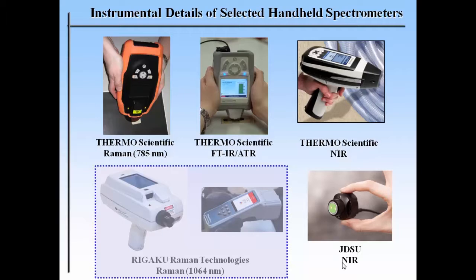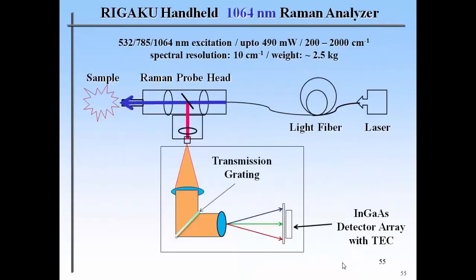These two Raman technologies, I show them because they have a specific grating. So you have your laser, a light fiber. You go to the sample. From there, the Raman scattered radiation comes back and is brought to the grating before it falls on the InGaAs detector, the thermoelectrically cooled InGaAs detector.